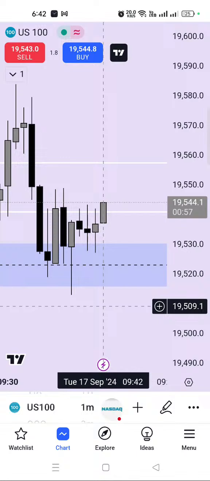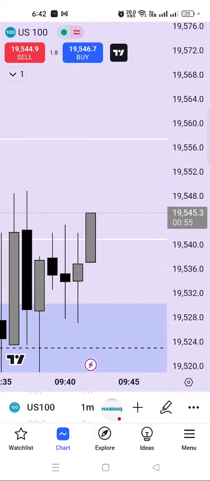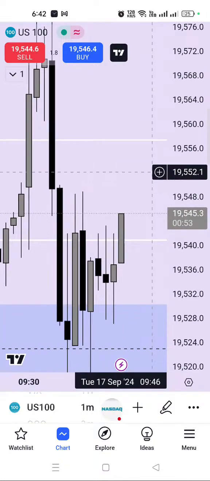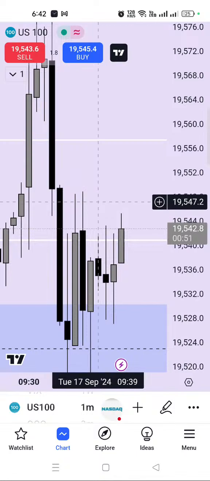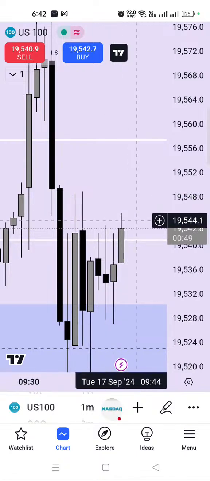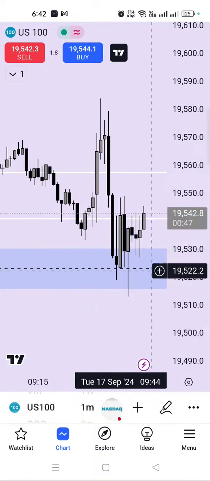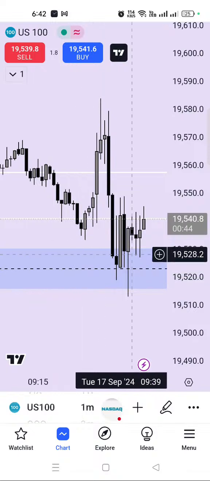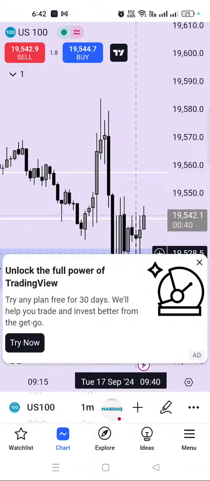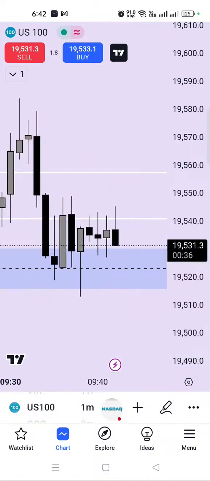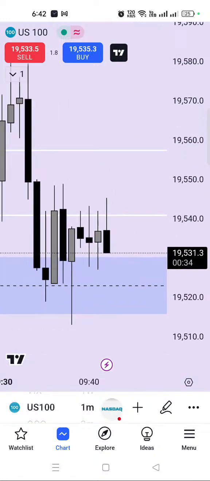Yes, you can put in a bit of money too. No, oh god, now it's going to move back to my level. Okay, this is still a buy zone. I'm just waiting for the 15 minutes to close, then I'll try to buy it again.